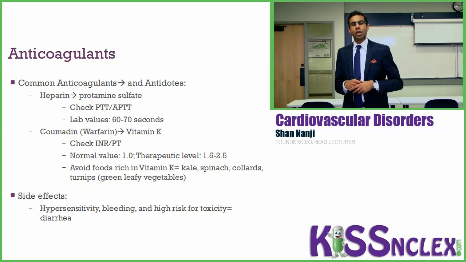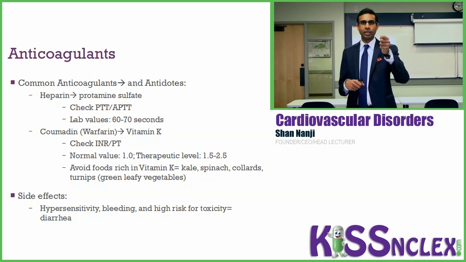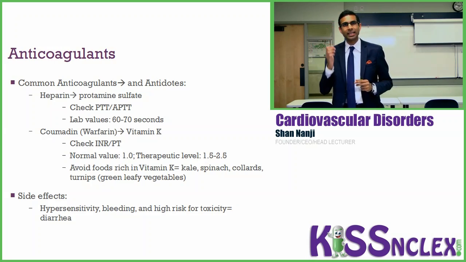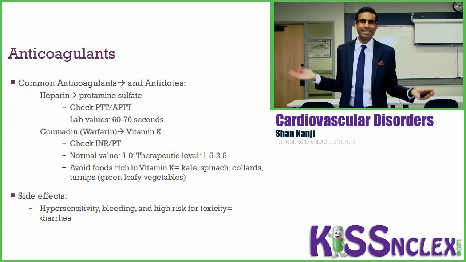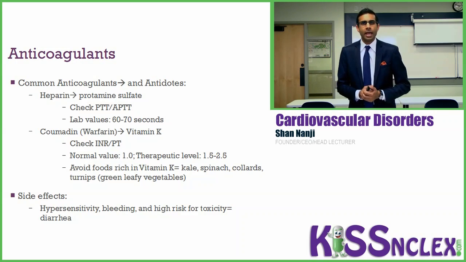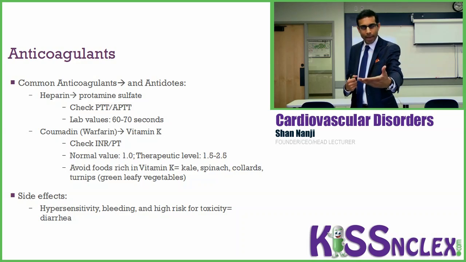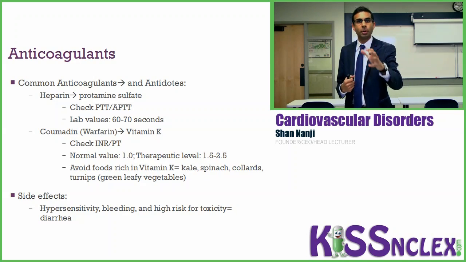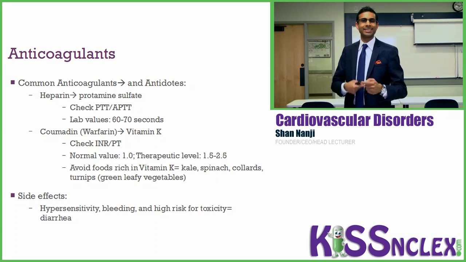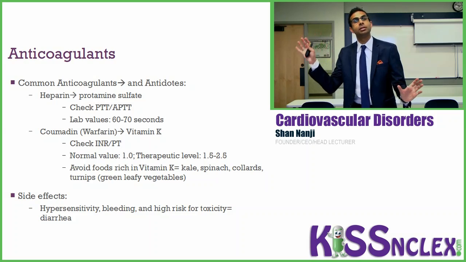So heparin, when you administer heparin, okay, you're going to have to check these lab values every 60 to 70 seconds, and check the PTT and APTT. Okay, so the PTT and the activated PTT. If you give somebody heparin and they have too much heparin or heparin-induced thrombocytopenia, right? You can give protamine sulfate as an antidote. So the antidote to heparin is protamine sulfate.